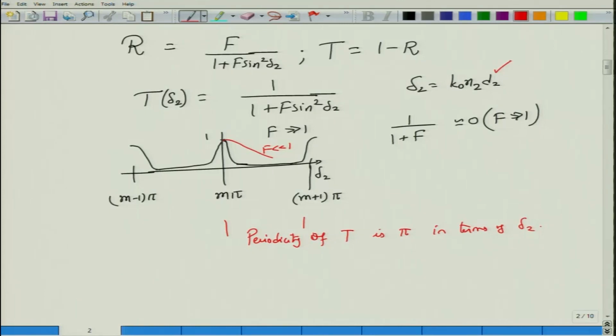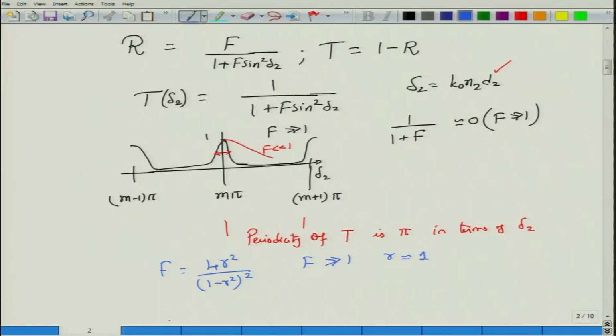Okay. Now we have already seen that f must be much larger than 1, so that the peak here, which denotes the transmittivity around this particular value of m pi, should be as sharp as possible. So if you want very sharply peaked transmission, then you want to keep f much larger than 1. Now how do I make f larger than 1? Remember, f is nothing but 4r square divided by (1 minus r square) to the power 2. So clearly for f to be much larger than 1, r must be approximately equal to 1.